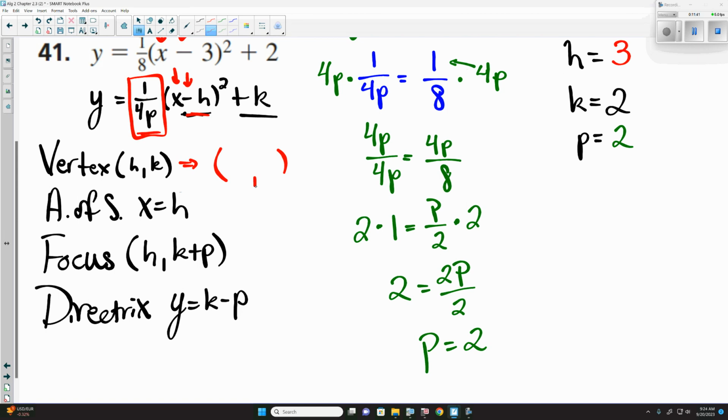Now again, vertex, axis of symmetry, focus, directrix. We're just getting that from the sheet. We're not having to memorize this. We're looking back at the sheet. And because we're using y equals, vertex is h comma k. Axis of symmetry, x equals h. Focus, h comma k plus p. And directrix, y equals k minus p.